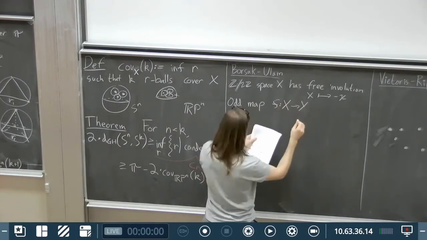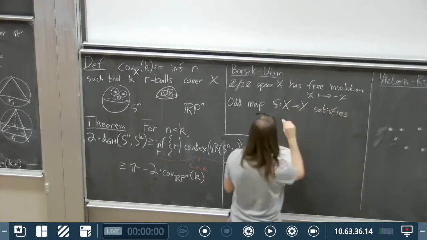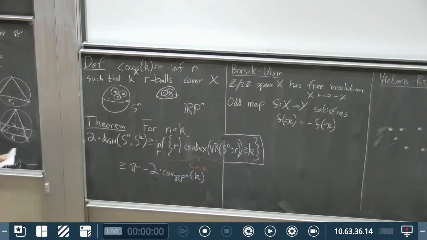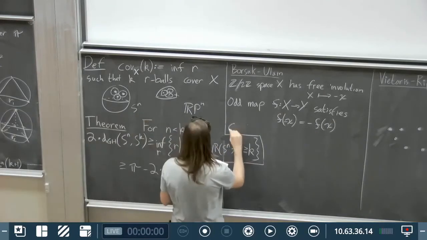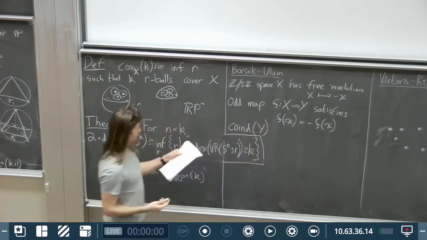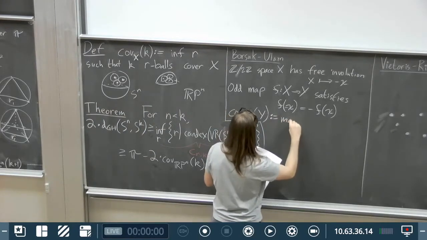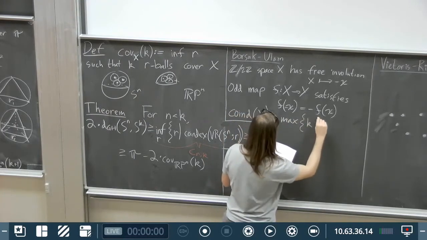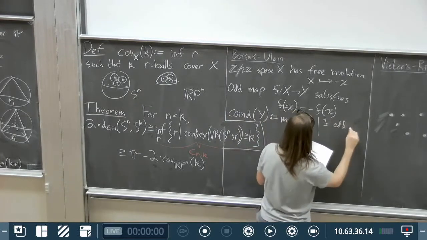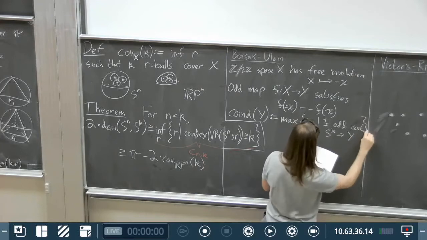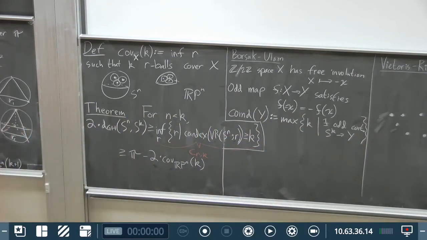So an odd map between two Z2 spaces satisfies f of negative x is equal to negative f of x. What's the co-index of a Z2 space Y? It's the largest k such that there exists an odd continuous map from the k sphere. So it's hard to admit odd maps from k spheres, and the co-index is the largest k sphere from which you admit an odd map.